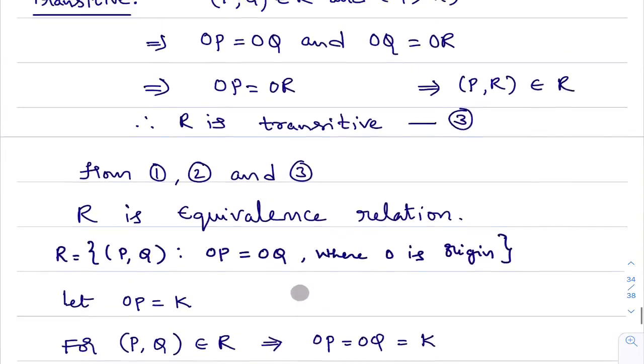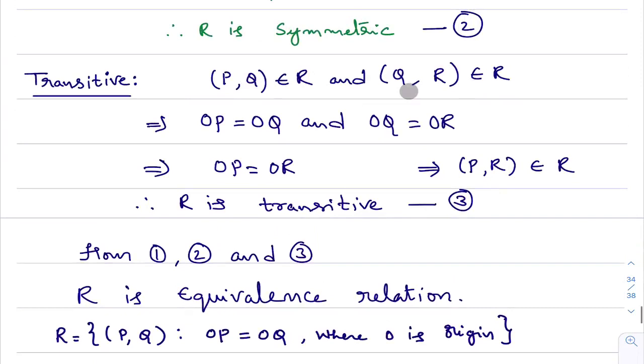When I took P comma Q, Q comma R, I came to know that P comma R belongs to this relation. What is a transitive relation? We consider A comma B, B comma C in the relation, and check whether A comma C belongs to that relation or not. Here I took P comma Q, Q comma R, and P comma R is there in this relation. So I can say that the relation R is transitive.